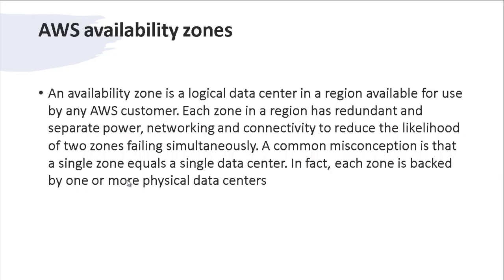An availability zone is a logical data center in a region available for use by the AWS customer. Each zone in a region has redundant, separate power, networking and connectivity to reduce the likelihood of two zones failing simultaneously. If two zones fail simultaneously, the third zone will take responsibility for all of our data and VMs and all these things.